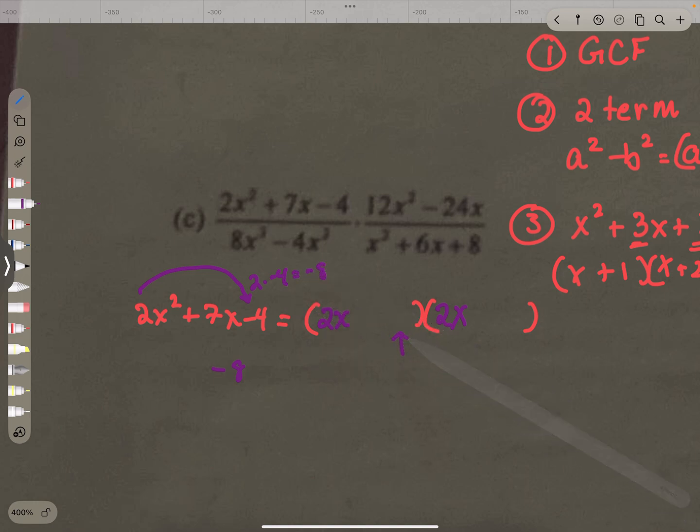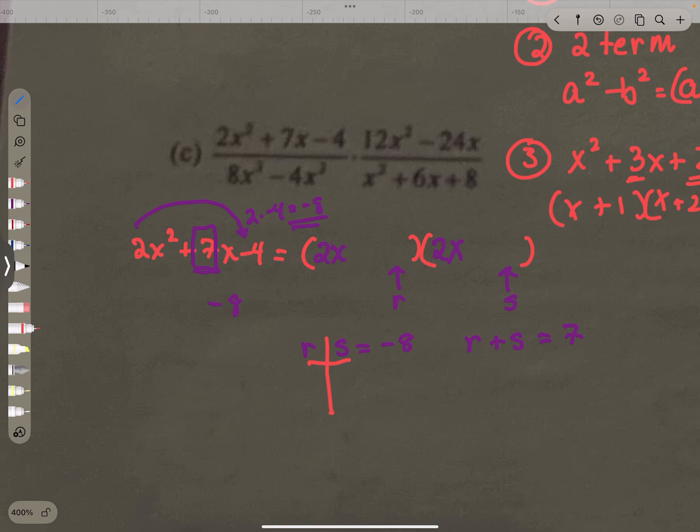Let's call this number R. Let's call this number S. You just say, hey, I need two numbers that multiply to negative 8, A times C. I also need the two numbers to add up to the B value, the 7. And when you try to figure this out, you use the multiplications. You say, well, it could be a 1 times an 8, a 2 times a 4, and those are the only things that multiply to give me 8.